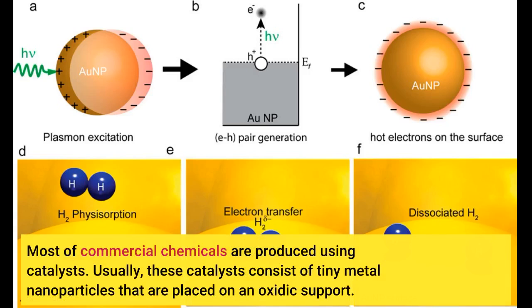Most commercial chemicals are produced using catalysts. Usually, these catalysts consist of tiny metal nanoparticles that are placed on an oxidic support.